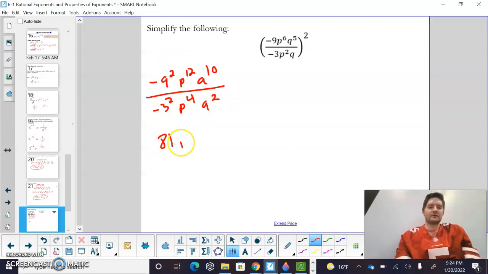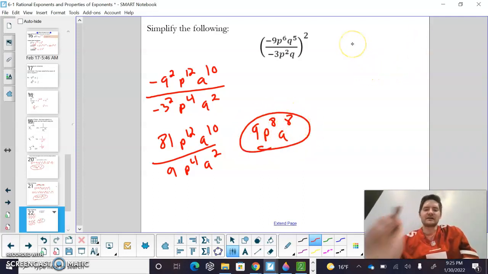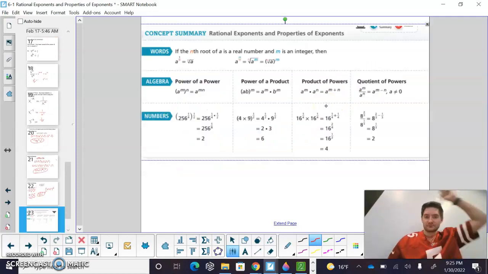So then this would be 81 p to the 12th q to the 10th divided by 9 p to the 4th q squared. So then this would be 9 p to the 8th q to the 8th. If you decided to do it the other way and do the division first, where it would be 3 p to the 4th q to the 4th squared, then you find out, okay, that just goes back to this.